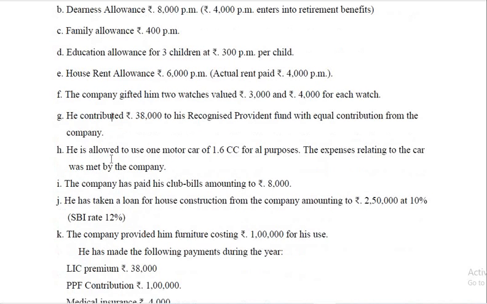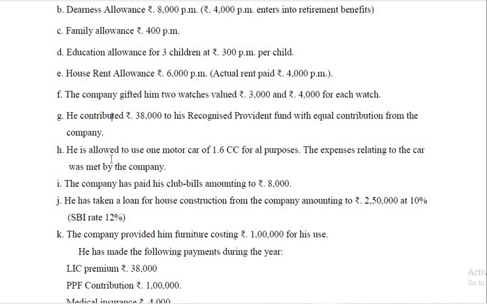House rent allowance, 6,000 per month. So you have to find out what is exempt out of this. There are 3 clauses. One is actual HRA received for the year, 6,000 into 12. Second one, rent paid in excess of 10% of salary. So that you have to calculate. Actual rent is 4,000 into 12. So that you get the answer.